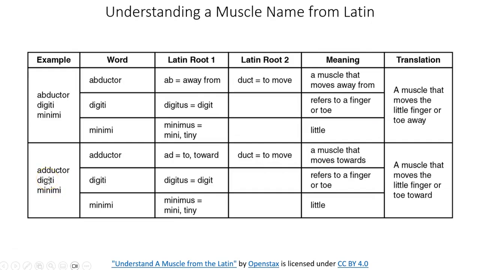On the flip side, we have the adductor digiti minimi. We won't go over the digiti and minimi parts, but adductor: ad means to or towards, duct still means move, so this is a muscle that moves towards something. So the adductor digiti minimi is a muscle that moves the little finger or toe towards something.